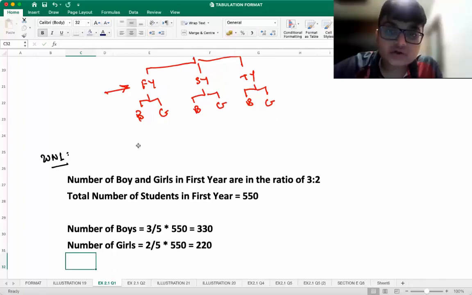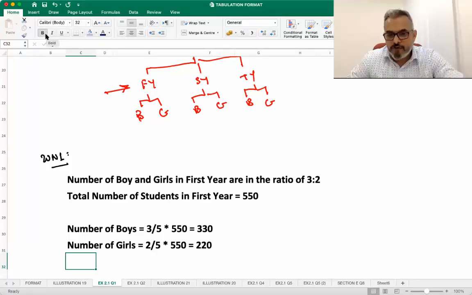Sir, can we assume this as x? Yeah, that you can: 3x plus 2x is equal to 550. If you are confident about x, you can use it, but somehow I don't like it. I did it directly. It will be more complex, but if you're comfortable, I have no issue.